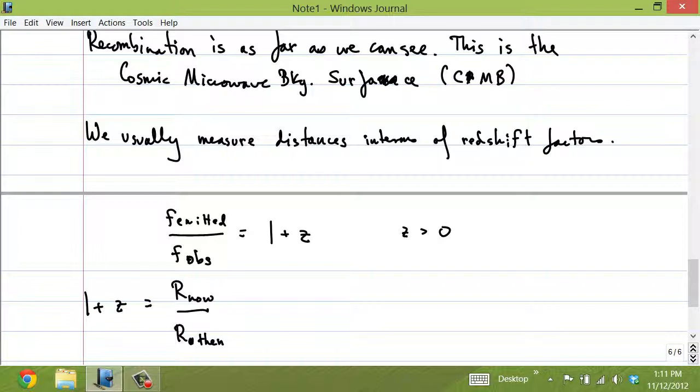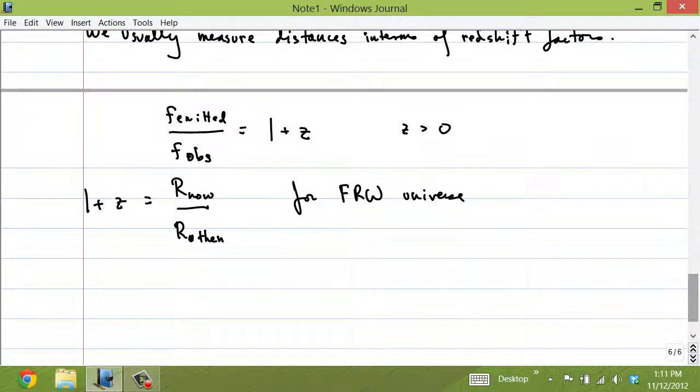And this is true for the FRW universe. This is just the statement that if you increase the size of the universe by some factor, then if you have a photon, which is, say, some standing electromagnetic wave, when you increase the size of the universe by some factor, you also increase the wavelength by the factor, and so you decrease the frequency by that same factor.